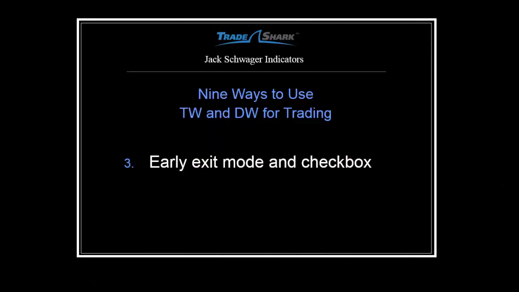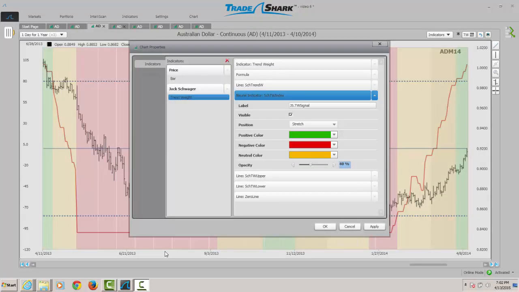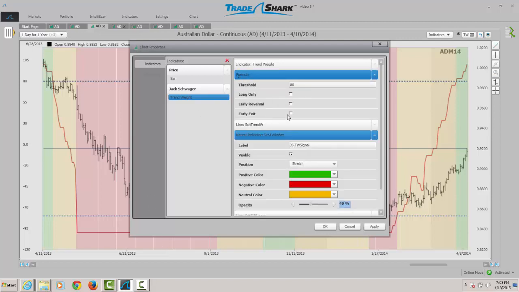Our next variation is the early exit. Now with this version, you'll need to bring up the properties box, go to formula, and check the early exit box. You also have to indicate the threshold. Now in this example, we'll continue to use the 80 threshold to compare it to the trend weight with a threshold of 80, with the difference being that this time we've checked the early exit box.